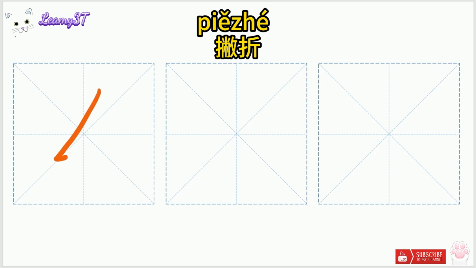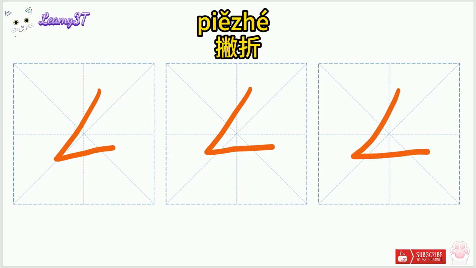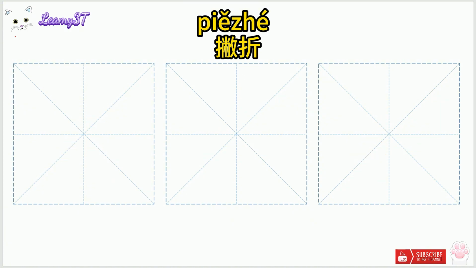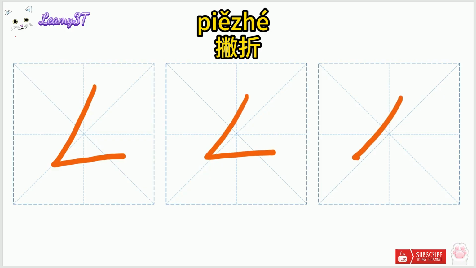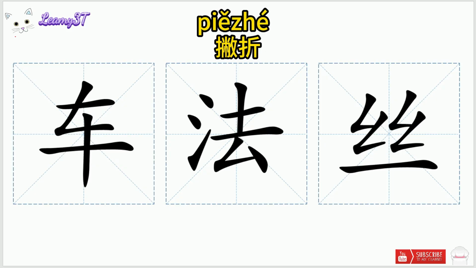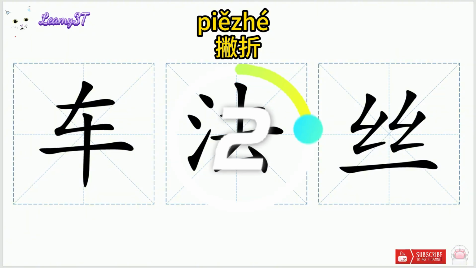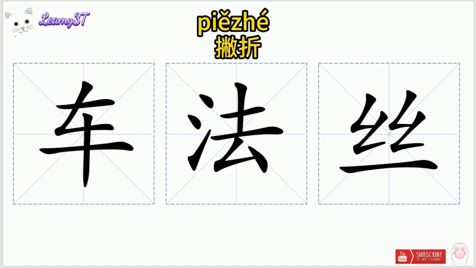Next, let's read and write together. Say piězhé. You can go up. piězhé, or you can make it level. Again, piězhé. Acute. Again, one more page. piězhé, piězhé. Next, please find all the piězhé within 10 seconds. Have you found everyone? Let's check. piězhé, piězhé, piězhé.